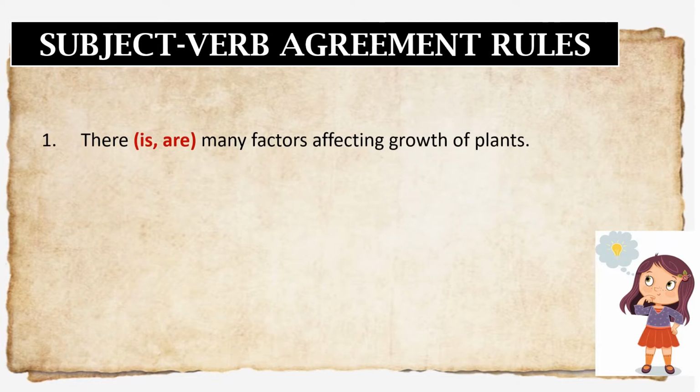Let us have the exercises. There are many factors affecting growth of plants. What follows the verb? It is many factors. From those words alone, we can say that we need to have the plural verb. Therefore, our answer should be are.